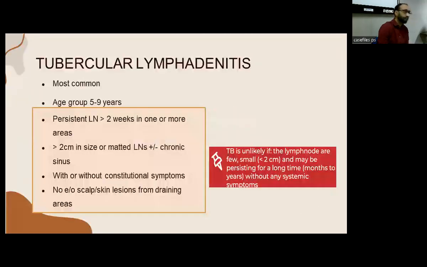Coming to tubercular lymphadenitis, this is the most common form and presents in children between the age group of 5 to 9 years. Here there is persistent lymphadenopathy for more than 2 weeks in one or more areas, or the child might present with a single lymph node of size more than 2 centimeters, or matted lymph nodes, or a chronic sinus. The child might or might not have constitutional symptoms, and it should particularly be suspected in children with no evidence of scalp or skin lesions in the draining areas. Tuberculosis is unlikely if the lymph nodes are small, less than 2 centimeters, or persistent for a very long time without any systemic symptoms.